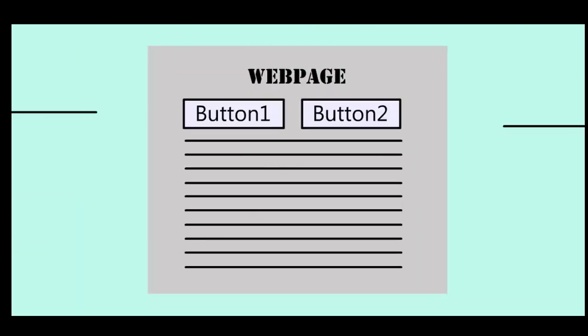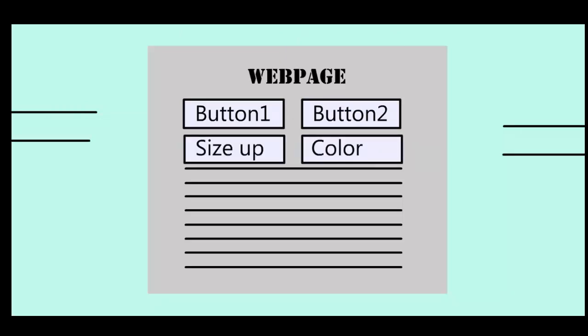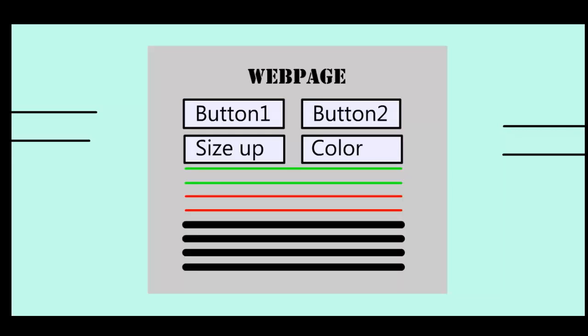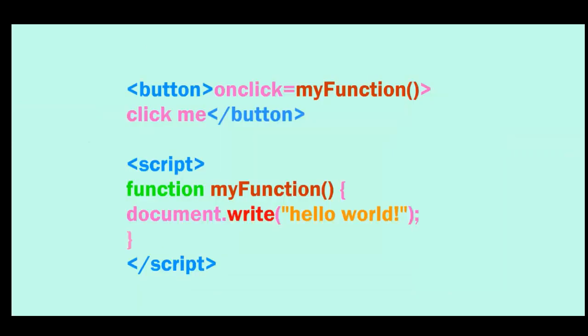Suppose you have created a web page. You can add some buttons like button 1 and button 2, some more buttons like size up and color. When you click on color, the text changes color, and when you click size up, the text size increases. As you can see, you can also add some buttons.